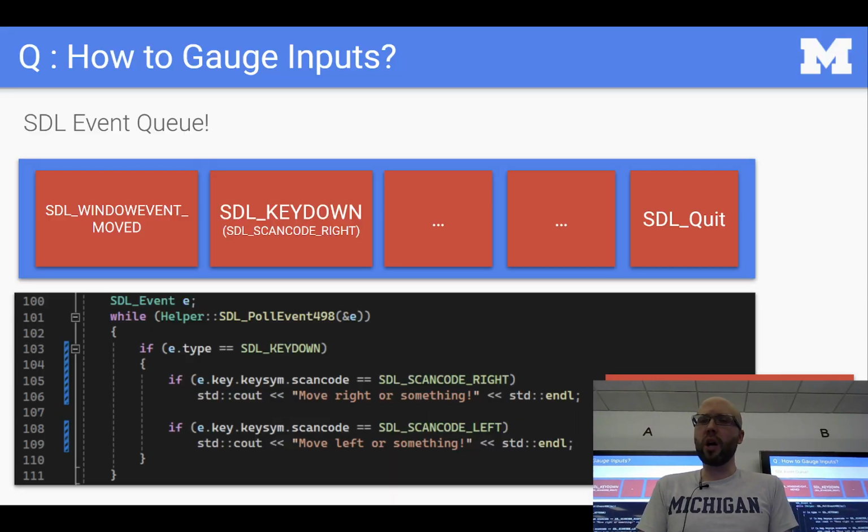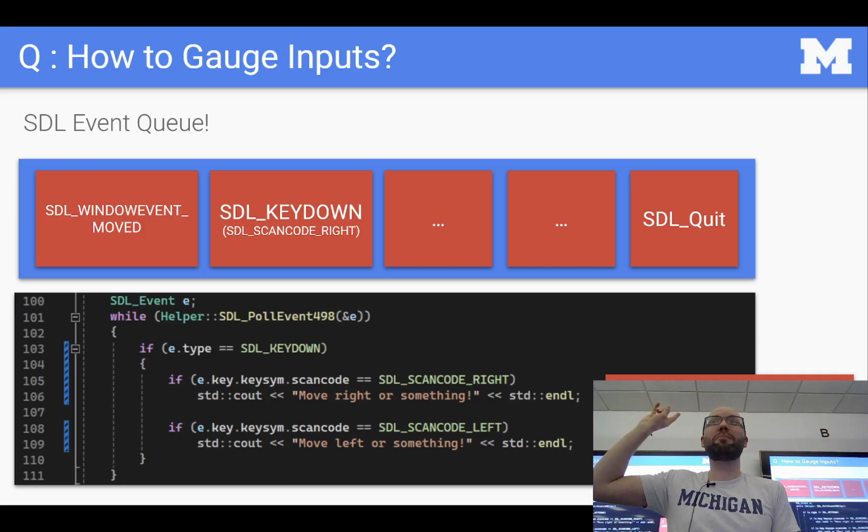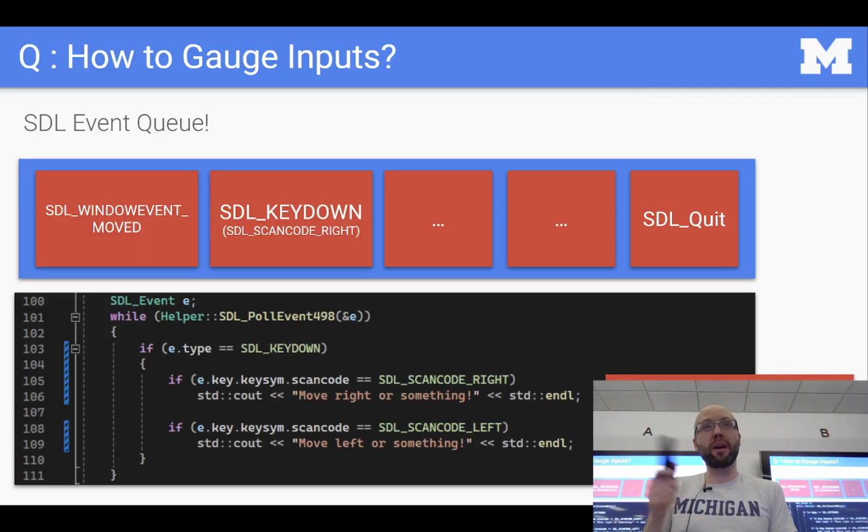A question: how do you detect if a key was released on this particular frame? That's not something you had to do, but you might have to do it in the future. You check for a key up event. I do think that's a thing, isn't it? It is. Whenever the key is released, you get a key up event. Yep, so you can do that.